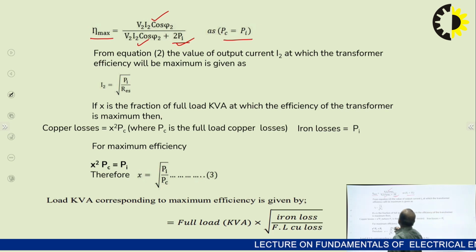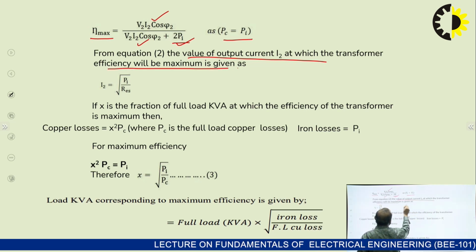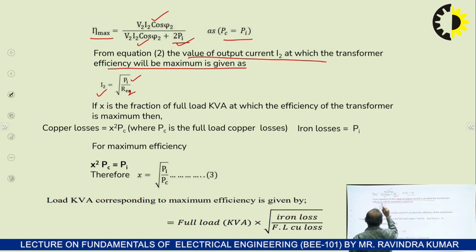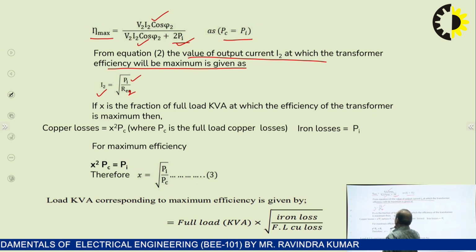And from this equation, we get the value of output current I2, for which we will get maximum efficiency of the transformer. That current I2 will be given by under root of Pi upon Re2, where Pi is core losses or iron losses in the transformer, and Re2 is equivalent resistance in secondary side of transformer.